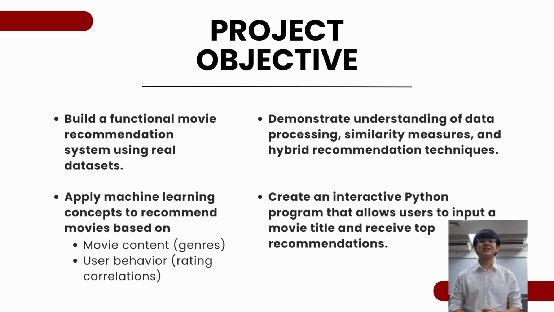Our system recommends movies based on two things. 1. The content of the movies, such as its genres. 2. The behavior of users through rating correlations. This allows us to give more accurate and personalized recommendations.